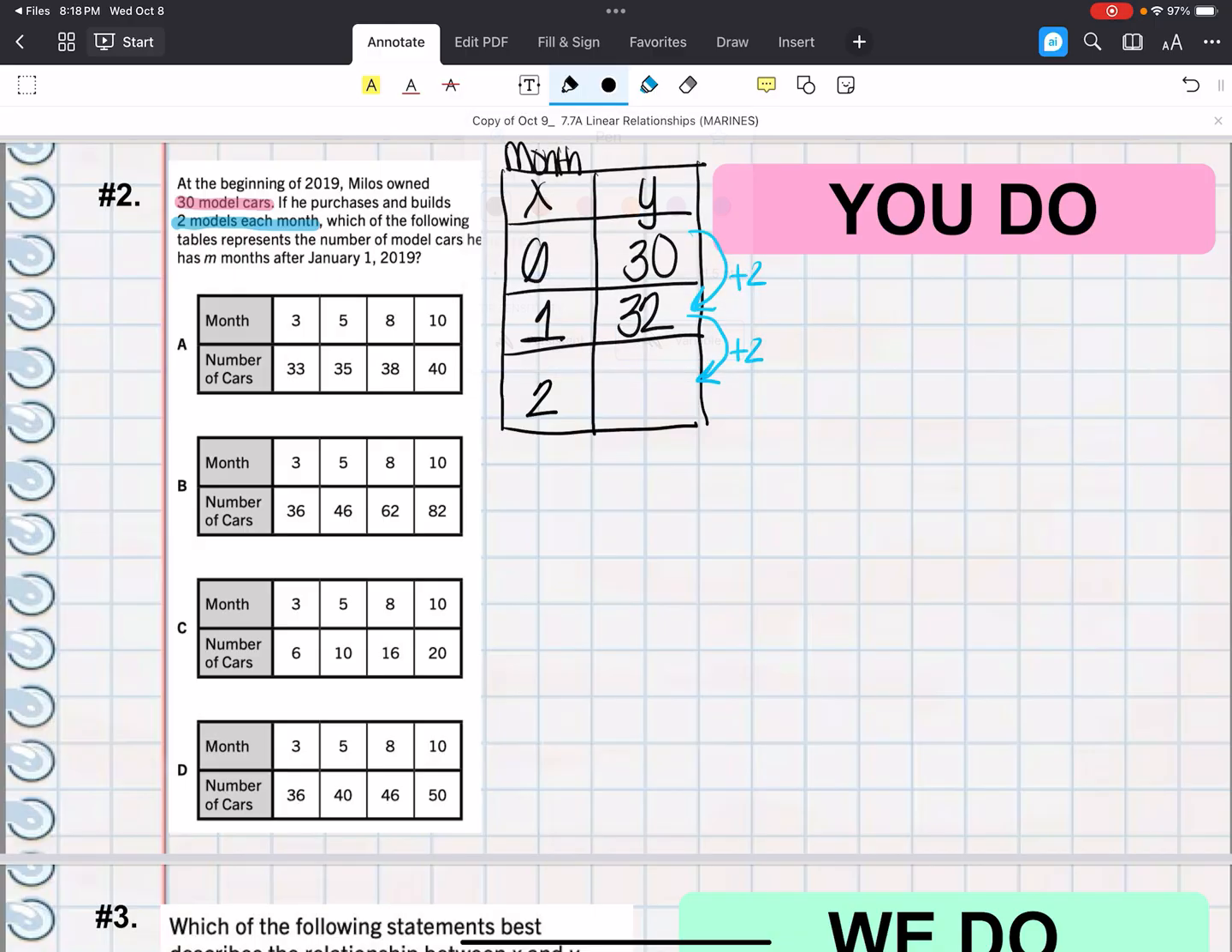He's adding 2 more. Now he has 34 cars. So this is another option you have of just building your table from the equation and seeing which one matches with your table.